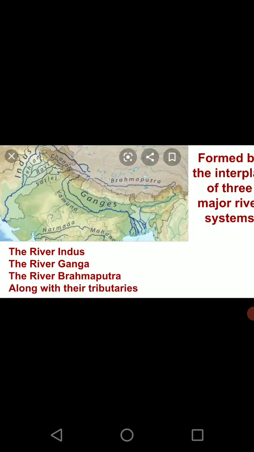The next part of the physical features is the Northern Plain. All the rivers from the Himalayas come down to the plain land and deposit their fertile soil here, in which Punjab, Haryana, Uttar Pradesh, West Bengal, all these states are covered. This plain is made out of three river systems. It is the work of the Indus, river Ganga and river Brahmaputra.